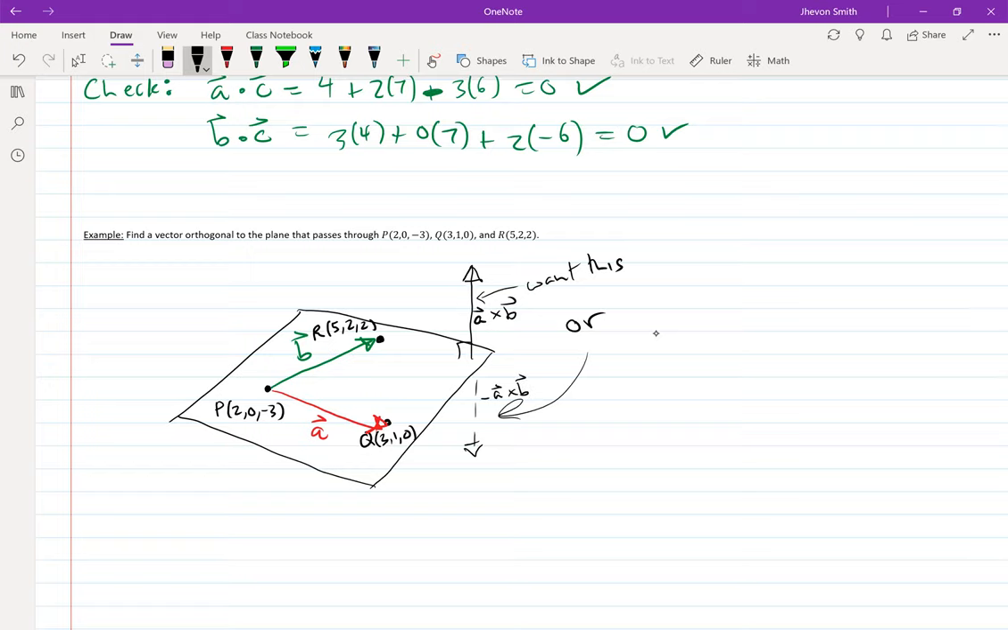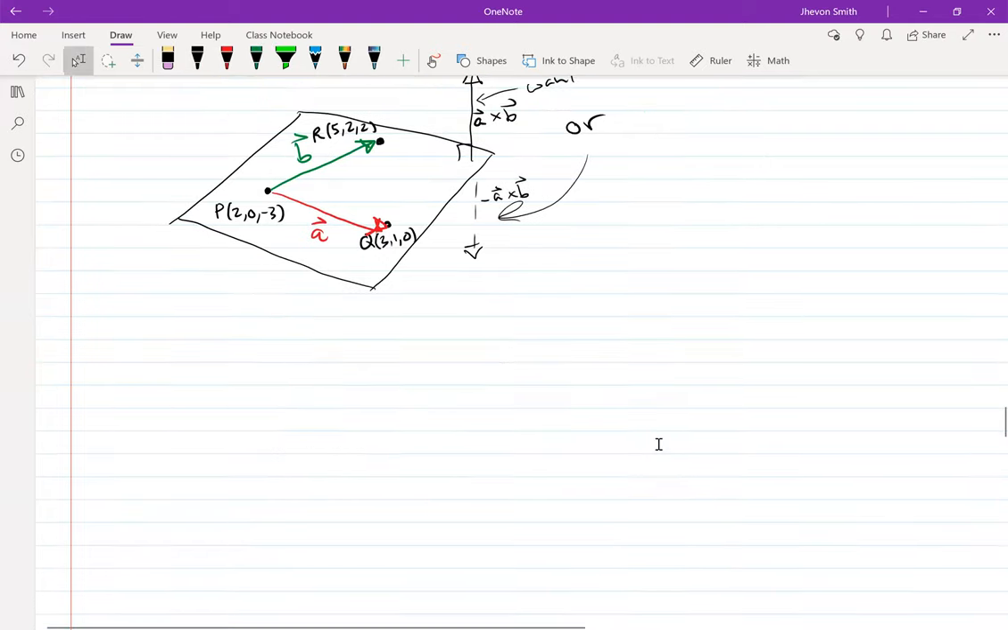Point my right hand in the direction of A, curl my fingers towards B, stick my thumb up. A cross B goes up. So if I find A cross B, I will find the guy that points up. Now, technically, you don't need to know which one. It just says find a vector. So I'm just going to find either one. Either order you do, it's not going to matter. Okay, so let's actually get that out of the way.